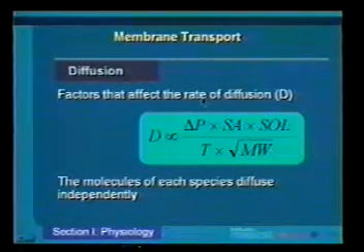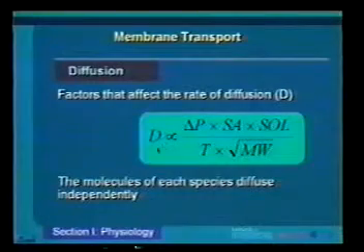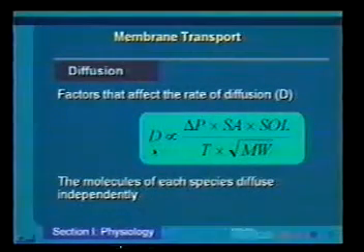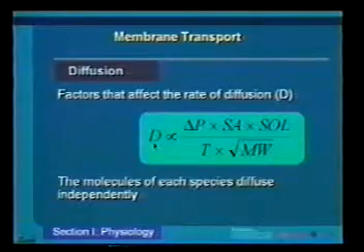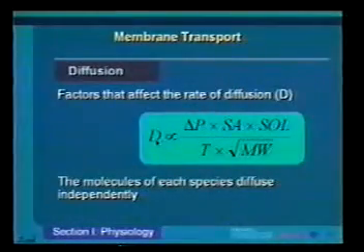Now, all of the variables that affect rate are put into an equation. Now, we try and keep the equations to a minimum, but when necessary, they are introduced into the notes. You should not simply memorize these equations. Rather, it's important to understand the relationships expressed in the equation, and that's what we're interested in here. Now, D here is how fast the molecules are moving across the membrane. D is the rate of diffusion. Now, all of the variables that affect rate are in this equation.